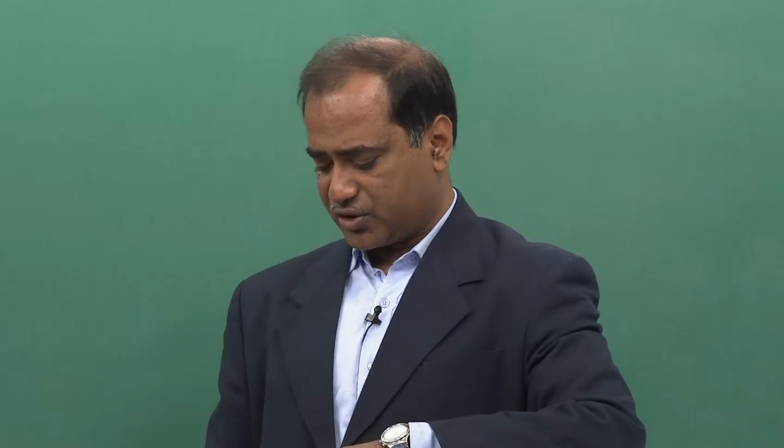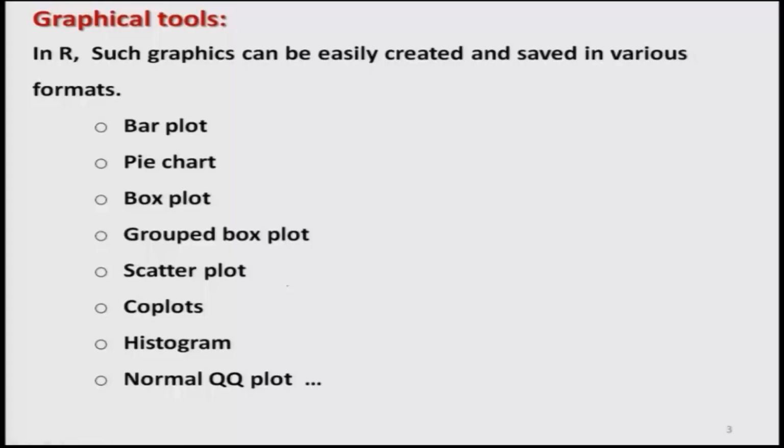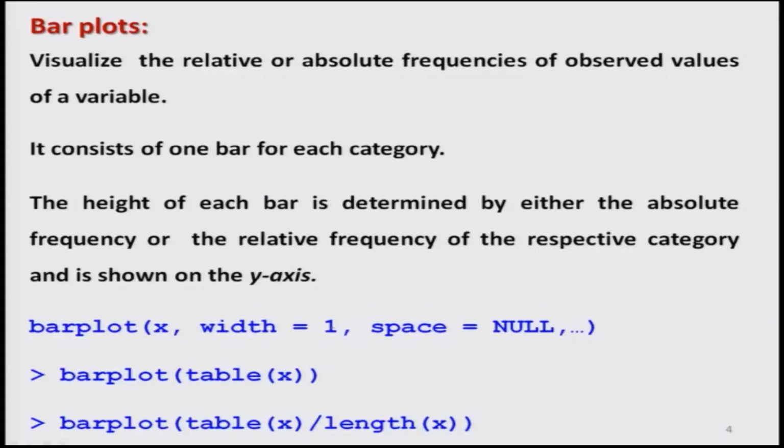But here we would like to see what can we do in R. In R, there are various types of graphics that can be created: bar plot, pie chart, box plot, group box plot, scatter plot, co-plots, histogram, normal quantile plots and everything. There is a long list. But here we are going to learn about some of the things, some elementary graphics rather. So first of all we start with a simple plot which is the bar plot.